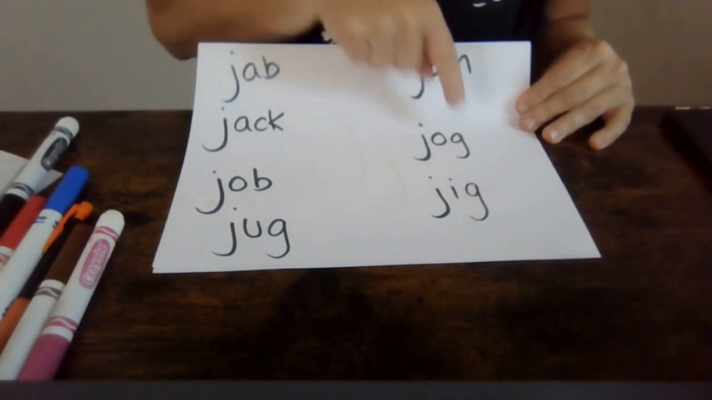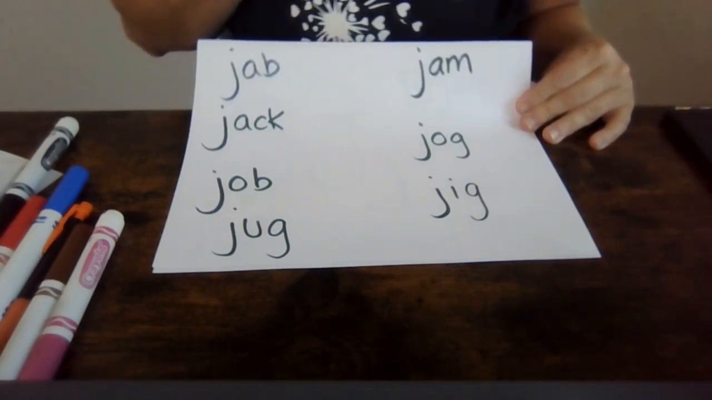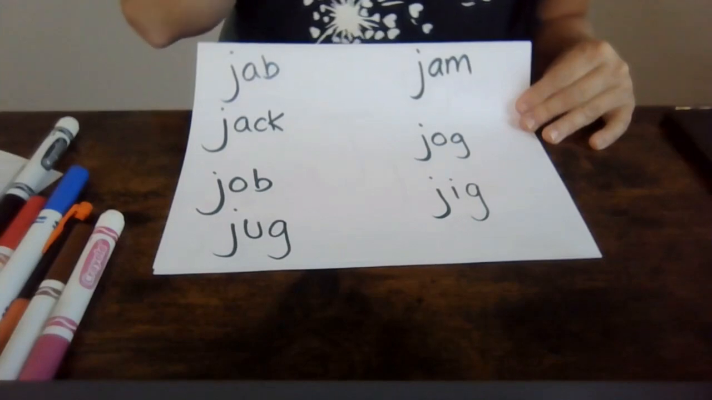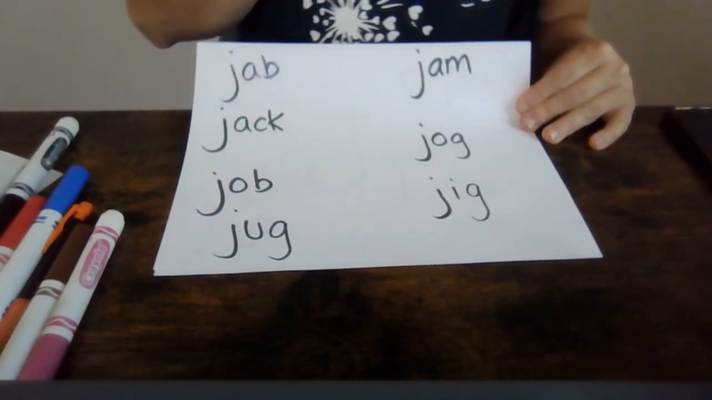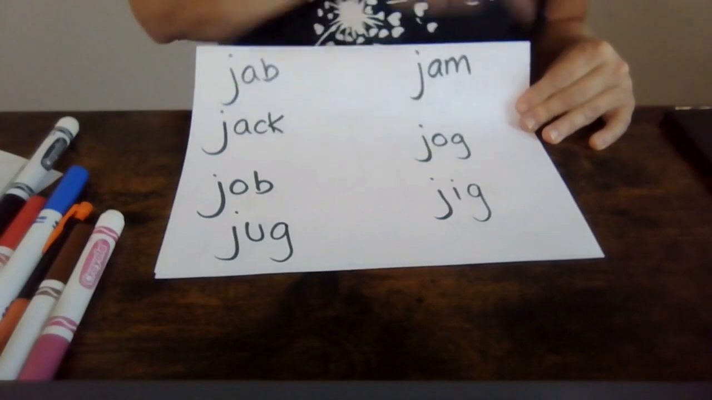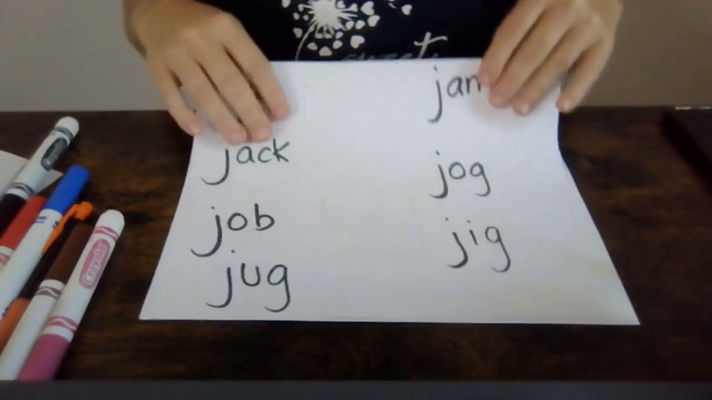And then the og is the ending. Add a j to og. Jog. You got it. Ig. We've had this ending before. J, ig. Jig. Dancing a jig. There was a pig dancing a jig. That's so funny. Okay, this story is all about jam, and it's called Jamberry.